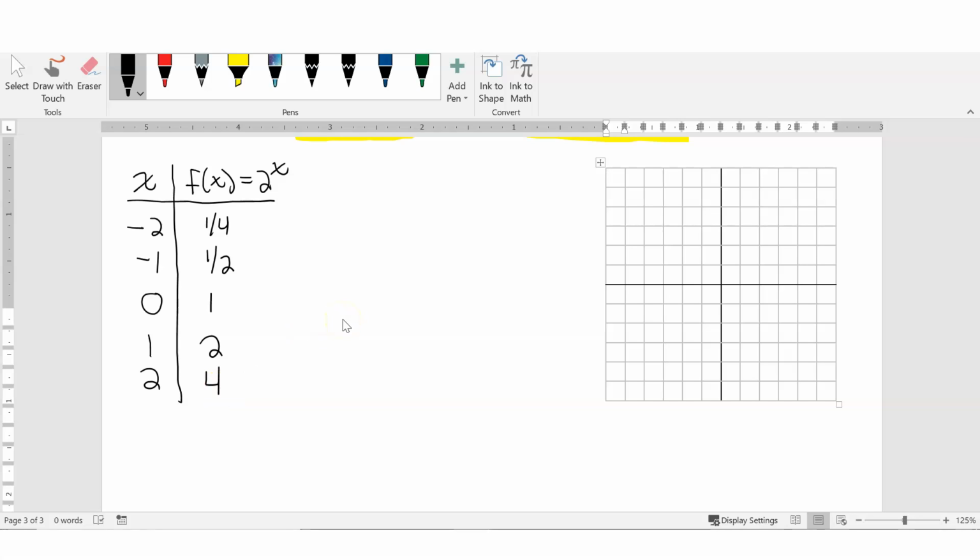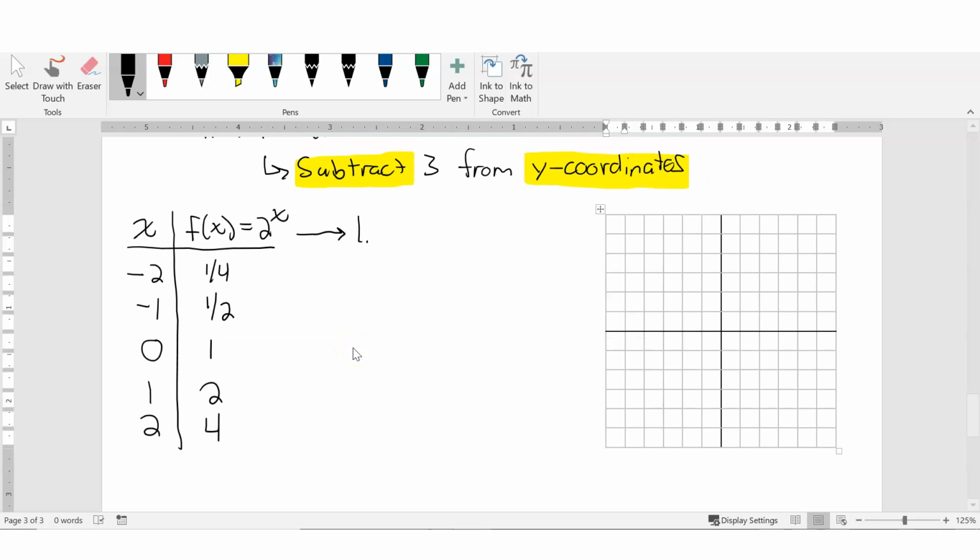And now let's apply the transformation. So again, this is a vertical shift down. We're going to subtract 3 from the y coordinates. So we can copy the x values down. We're not going to change them. So I'll just copy -2, -1, 0, 1, and 2. And now let's subtract 3 from our y coordinates.